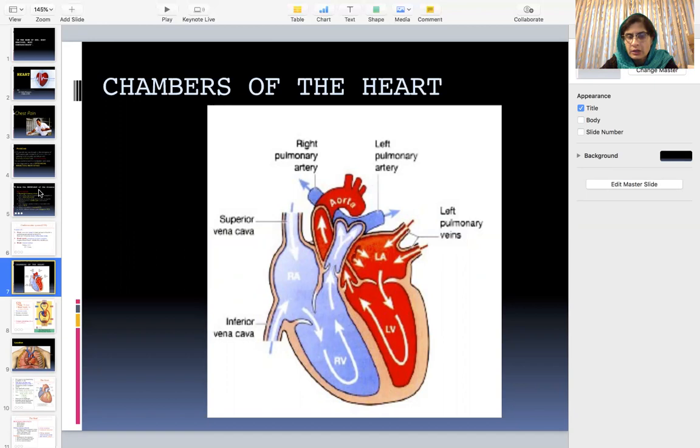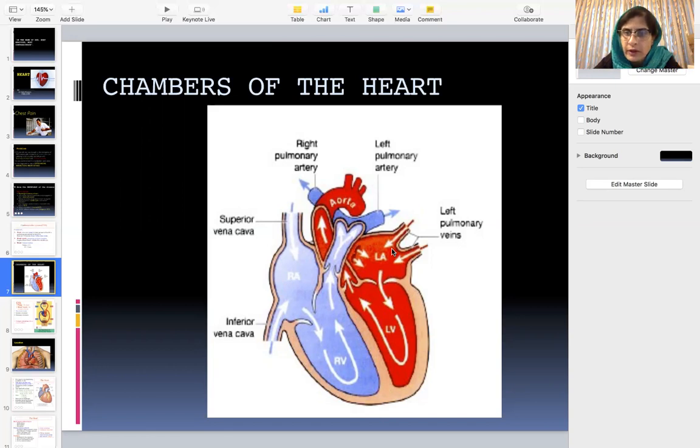Now the left heart, which comprises the left atrium and the left ventricle, usually contains oxygenated blood. First of all, the left atrium receives the oxygenated blood from the lungs through two right and two left pulmonary veins. So the left and right pulmonary veins are the only exceptions which contain oxygenated blood.